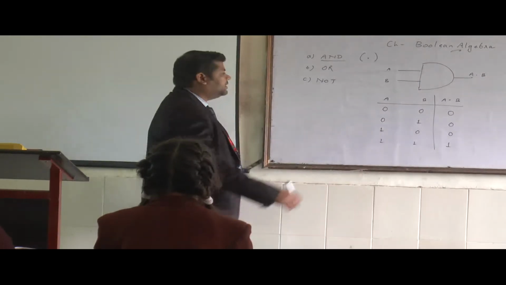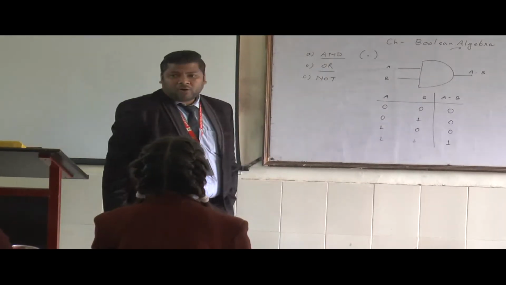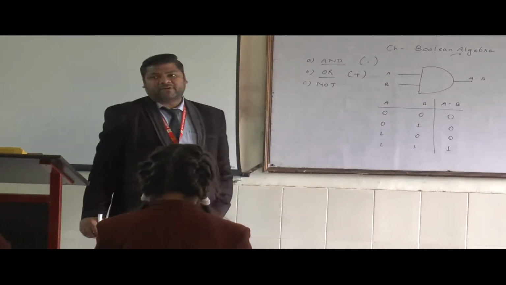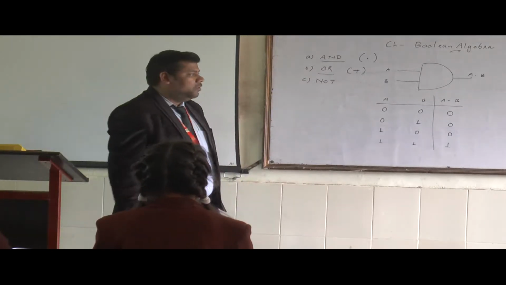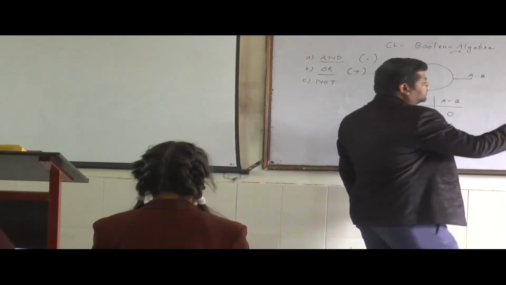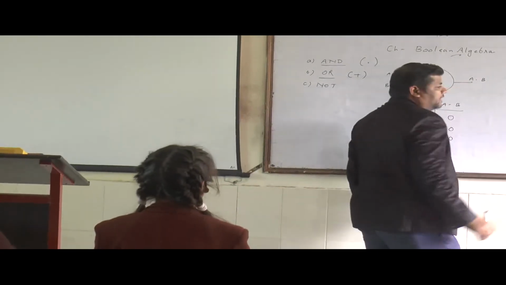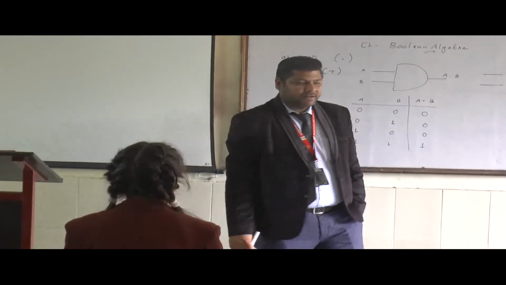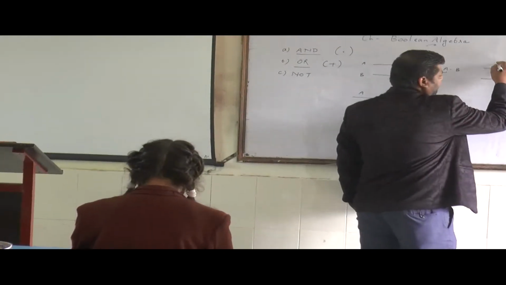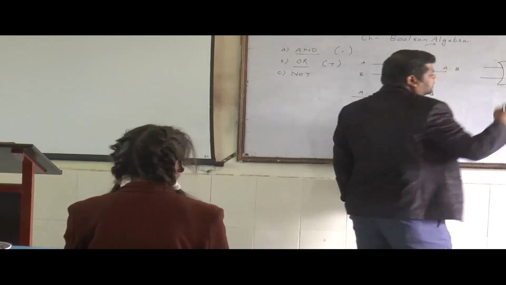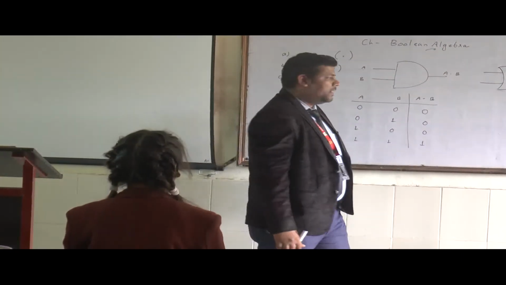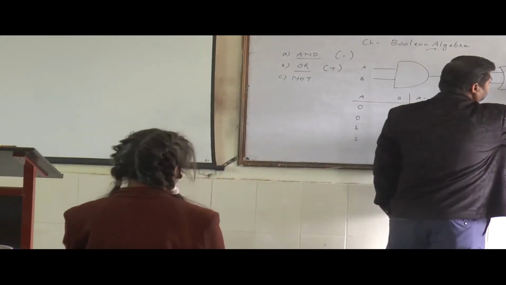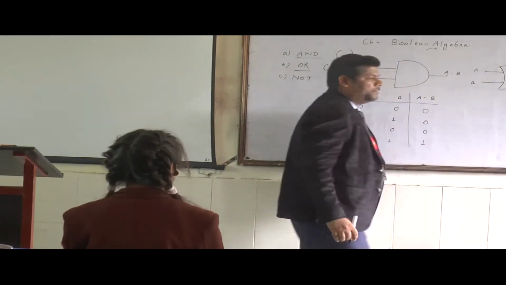Fine. The second gate is the OR gate, and the OR operation is denoted by plus. Now look at the circuit diagram of the OR gate. Again, as I told you, the OR gate is a binary gate, therefore at least 2 inputs should be passed. And this is the circuit diagram of the OR gate. Again, consider there are 2 inputs, A and B. The output will be represented as A plus B.